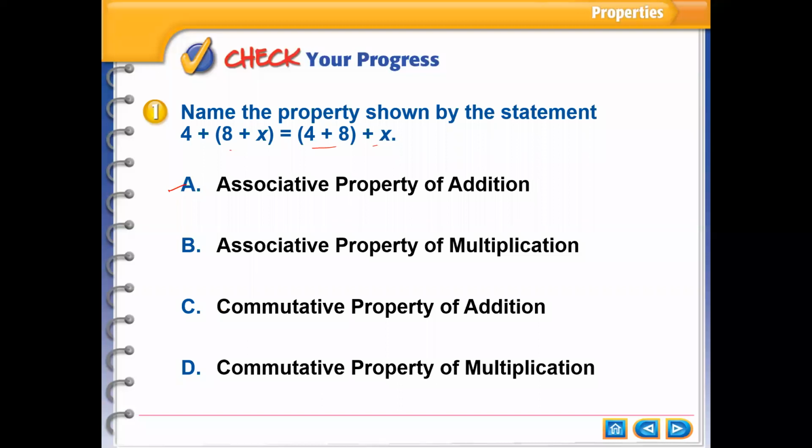So the right option is A, associative property for addition. Is it clear, everyone, or is anybody having a doubt? Shall I move ahead? Okay.